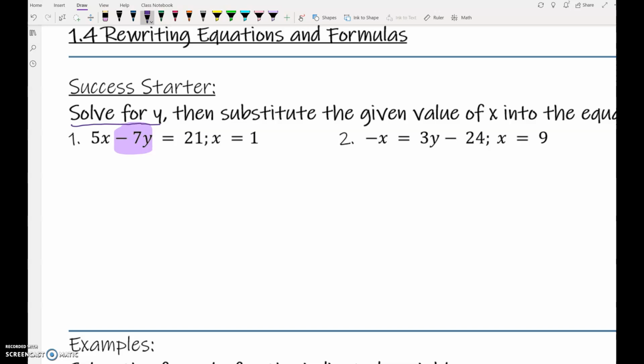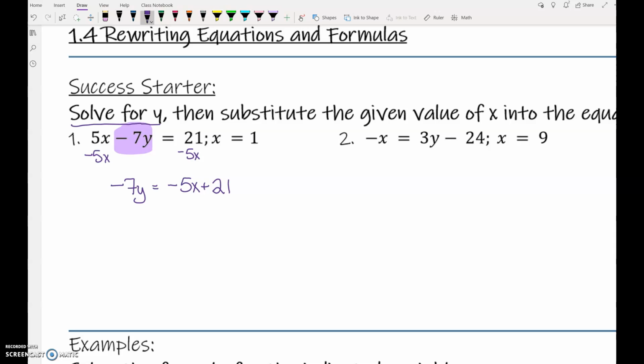How do we get rid of the 5x in front of that term? Subtract 5x on both sides. So we have negative 7y equals, we cannot combine 21 and negative 5x, so we need to write 21 minus 5x or negative 5x plus 21. The order does not matter as long as the negative is in front of the 5x and 21 does not have a negative in front of it.